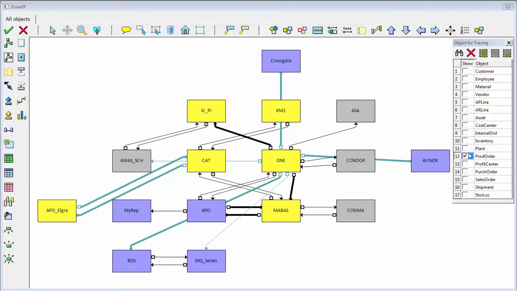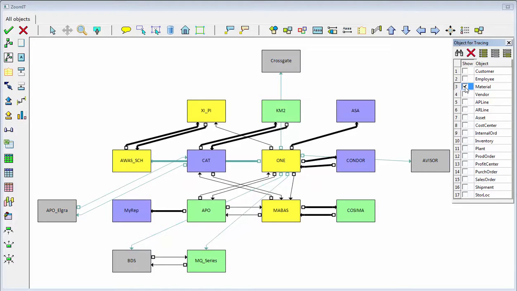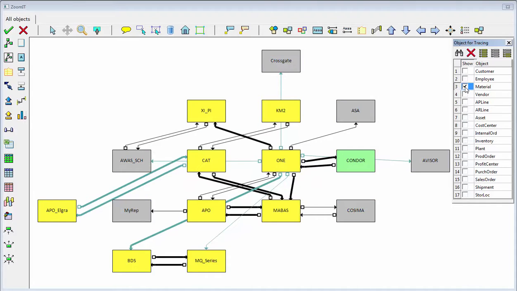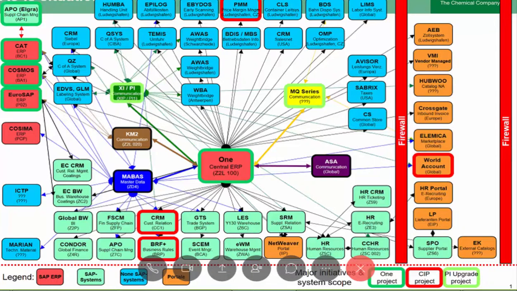You can also display complete data flow for any object. In this example, you can see how material information is flowing between two systems. Conventional tools like Visio and PowerPoint only provide static diagrams. Also, how much information can be shown is limited by the page size.